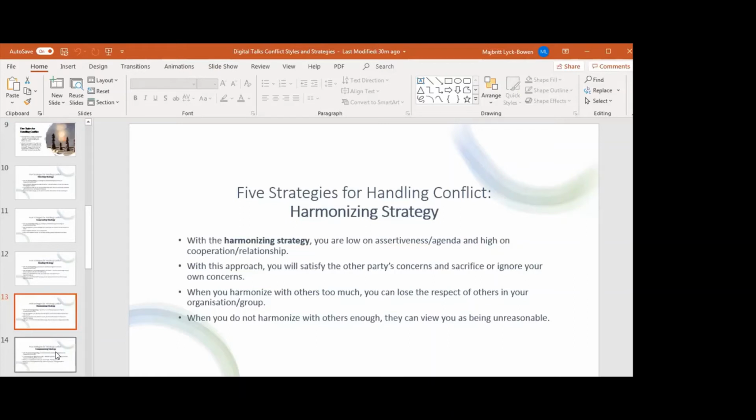Similarly, as with the other one, if you are never harmonizing with anyone, or not doing it very frequently, you might be seen as being unreasonable. Again, you might be seen as the one constantly engaging in conflict, constantly instigating conflict. And it's likely to have a negative impact in the group you're working in, or the group that you're living with.